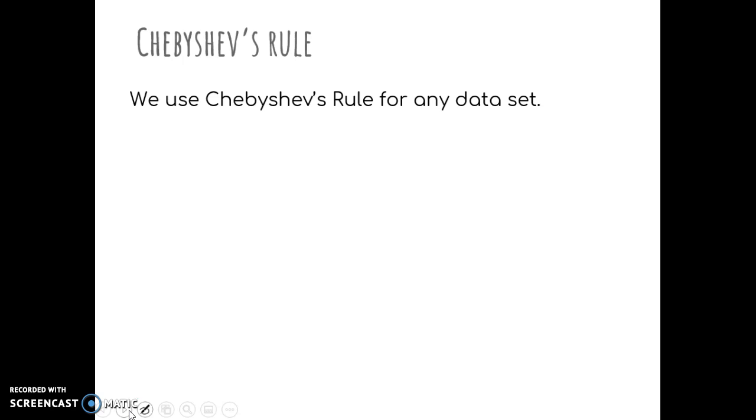Now, it is not as exact as the empirical rule. So even though you could use Chebyshev for symmetrical data, I would default to empirical if it is symmetrical, if it's bell-shaped, and I would just use Chebyshev for anything that's not bell-shaped. Now its rule is going to sound similar to the other one, just with some different percentages.